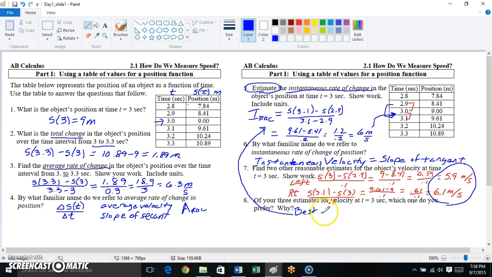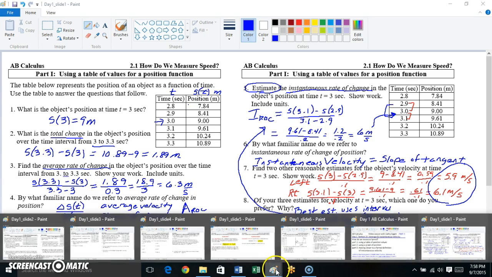Okay, so the best estimate uses an interval surrounding the point 3, s of 3. Okay, let's move along.